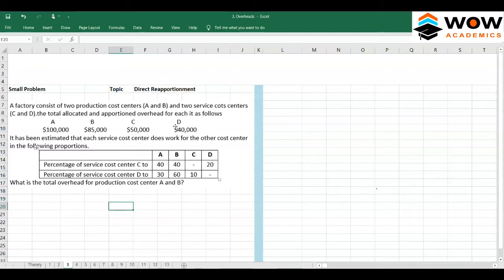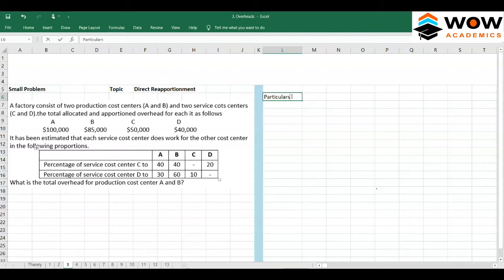In reapportionment, we have to cancel out these service centers and allocate their cost to the production departments. So C has to be cancelled and allocated to A and B. D will be cancelled and its cost will be allocated to A and B. The percentages of service from C to A, B, D and from D to A, B, C are given here. What is the total overhead for production cost centers A and B? So we'll start to work it out.